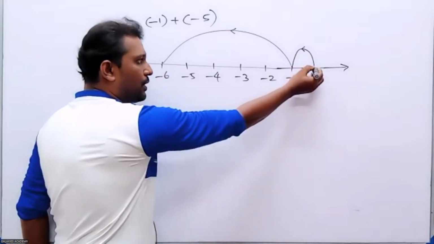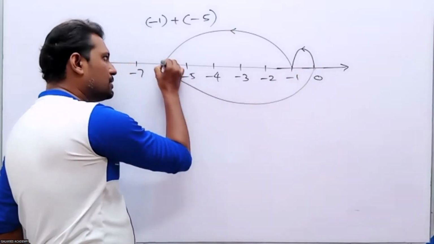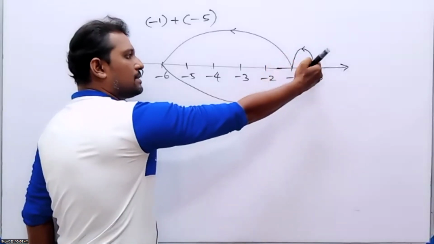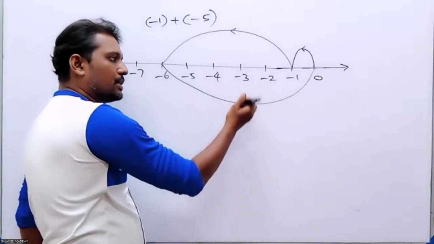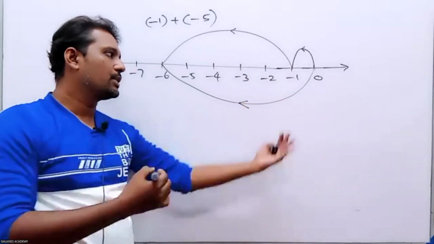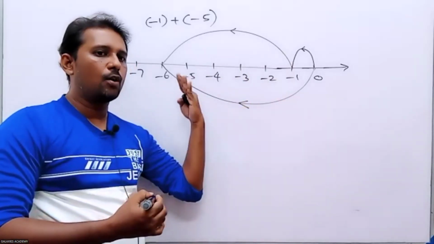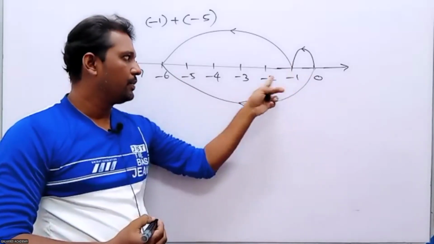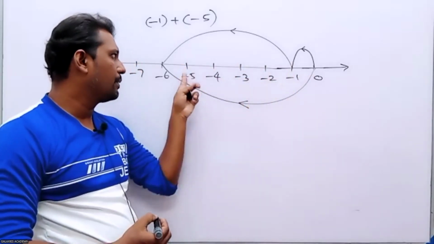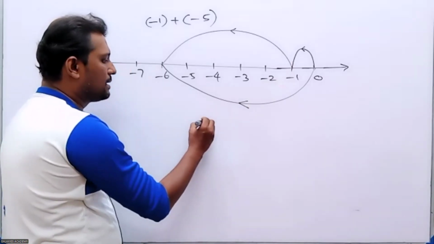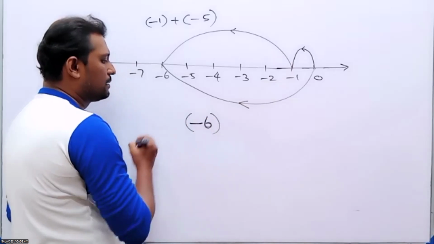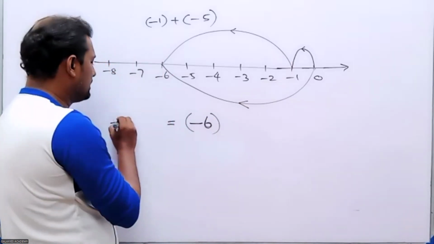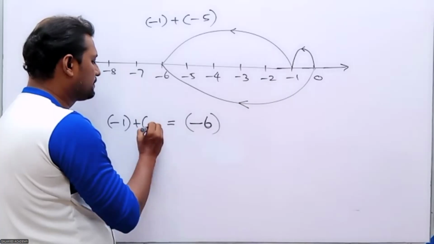Now what is the ending position here? So you have to join the starting and ending positions. Then you can see this journey moves towards this direction, no? So what is the direction? Negative direction. How many places? 1, 2, 3, 4, 5, 6. So what is the answer? -6. Right? This one's answer is -6.